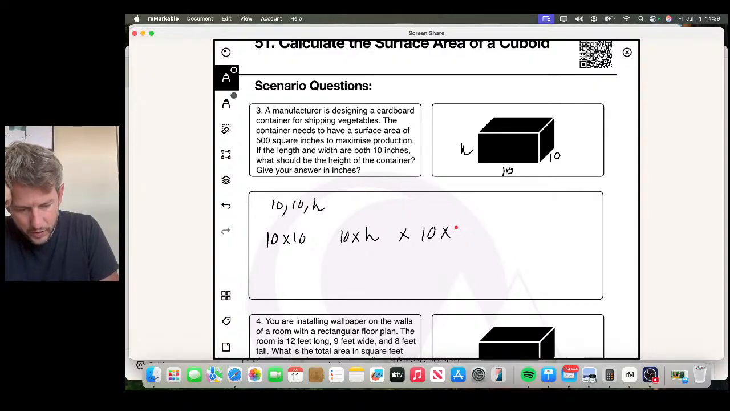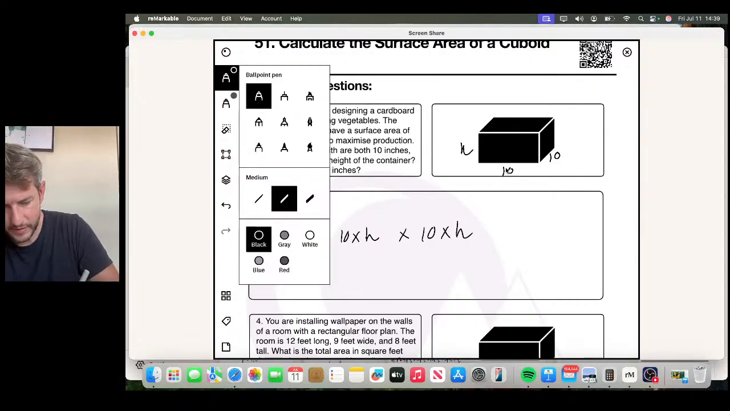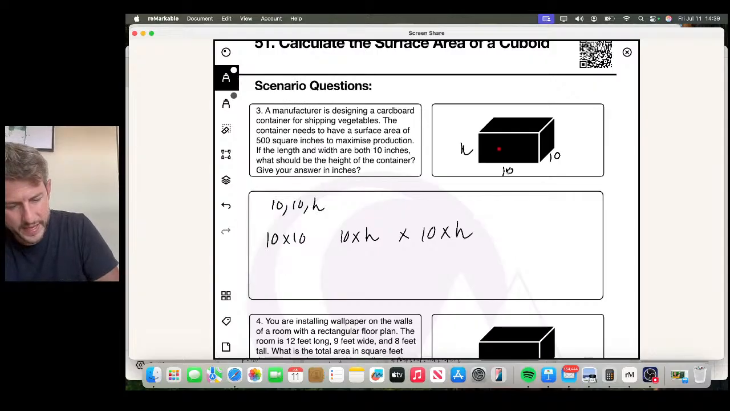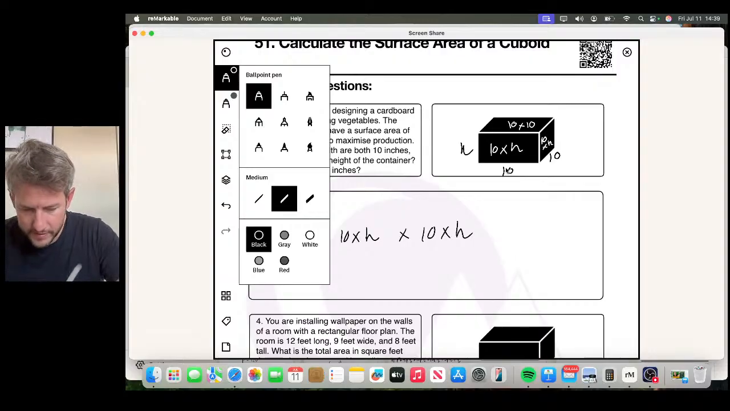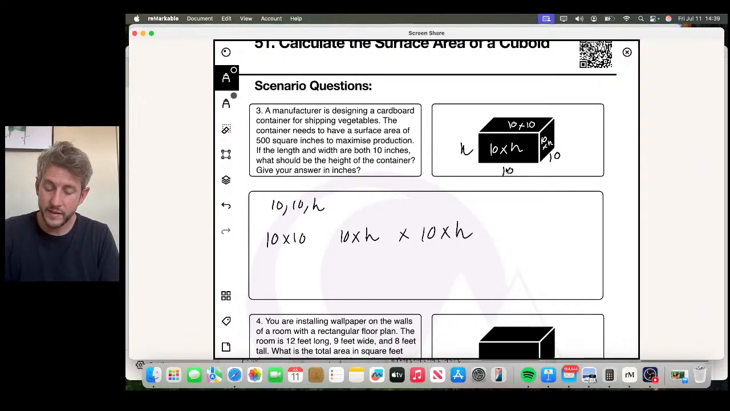Yeah, because let me just change the colour here. Do this in white. So this here is 10 by h. This one is 10 by h. So there's 4 of them, and then this one is the 10 by 10. Okay, so let's look at this here. So we've got 10 by 10 times 10 by 10.